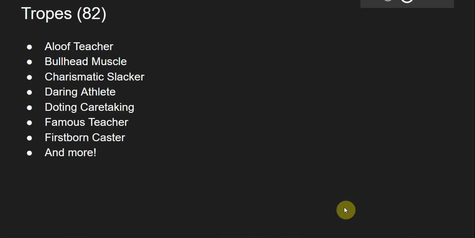Tropes can be found on page 82 of the handbook. Some of the tropes in the game include a loft teacher, bullhead muscle, charismatic slacker, daring athlete, doting caretaker, famous teacher, firstborn caster, and there are many more that you can choose from. If you are making your character, you are not bound by the exact definition of the trope that you are choosing. If you would like to, you can break the trope.